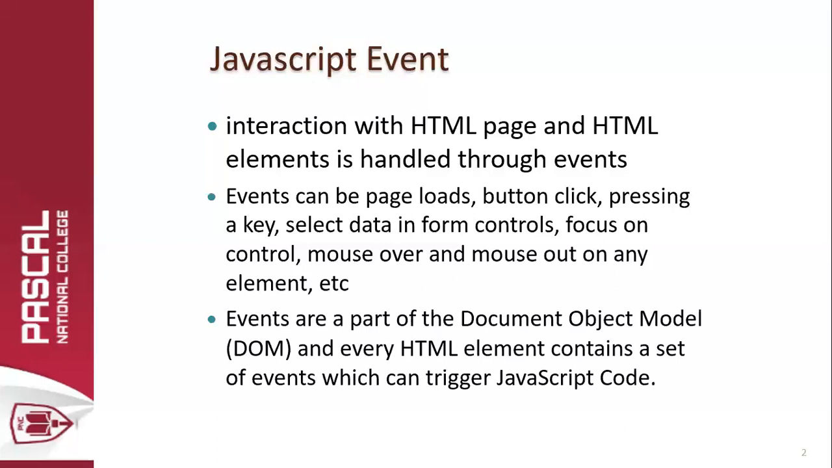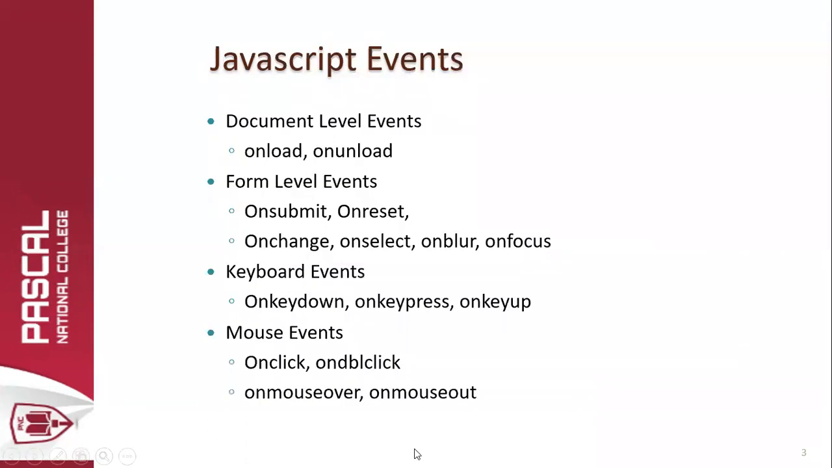Generally, you can also consider events as a part of the document object model, and every HTML element contains some set of events which the JavaScript code can trigger. These are the JavaScript events that you can categorize on the basis of level.